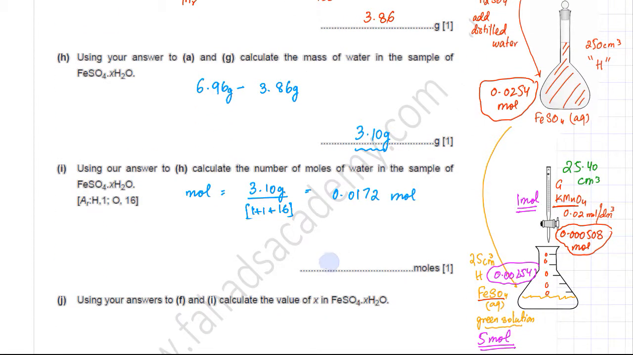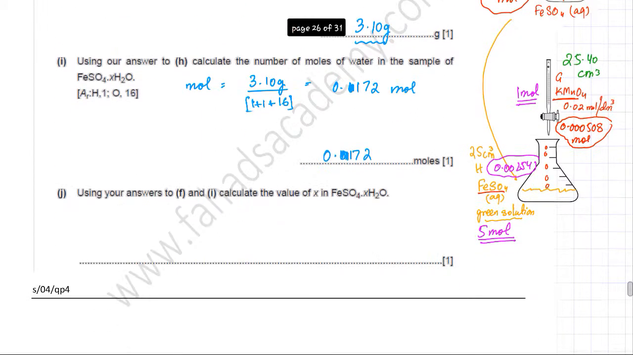Let's write that over here. 0.0172 moles. Let me just correct the answer. It was actually 0.172 moles in my calculator. So the moles of water are 0.172 moles.